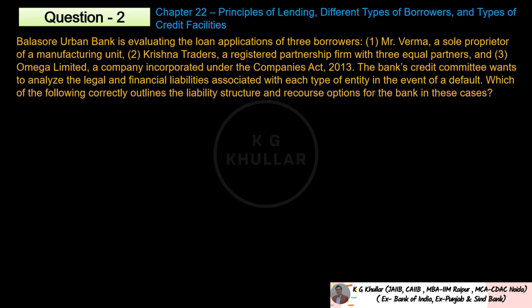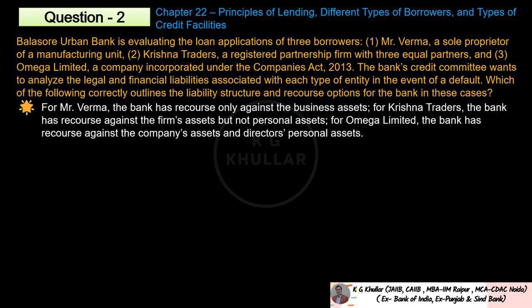The bank's credit committee wants to analyze the legal and financial liabilities associated with each type of entity in the event of a default. Which of the following correctly outlines the liability structure and recourse action for the bank in these cases? And the options given are these. Now option A says, for Mr. Verma, the bank has recourse only against the business assets. Then for Krishna Traders, the bank has recourse against the firm's asset but not personal assets. And lastly, for Omega Limited, the bank has recourse against the company's assets and director's personal assets.